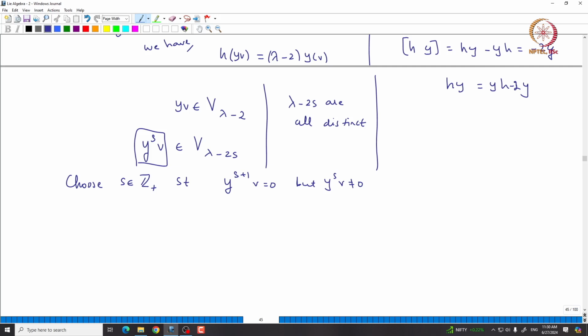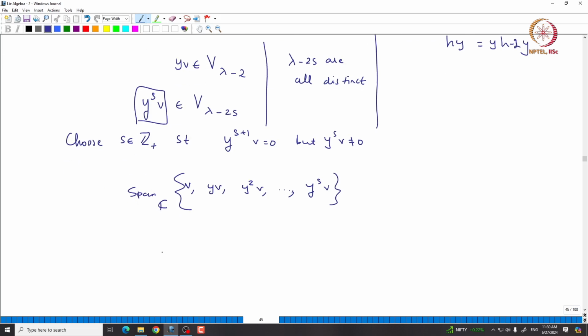So, now what can we do? We have these vectors v, yv, y^2 v and so on up to y^s v. We take these vectors and span them. We will see that this is going to be entirely capital V. So, this is our claim.